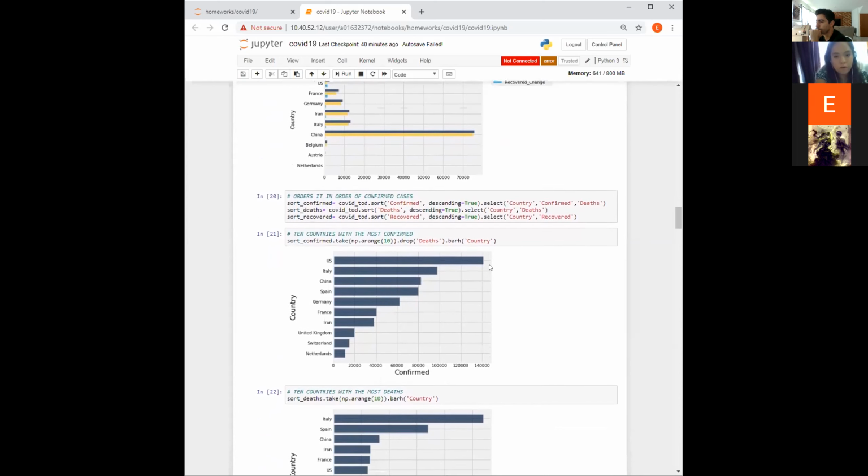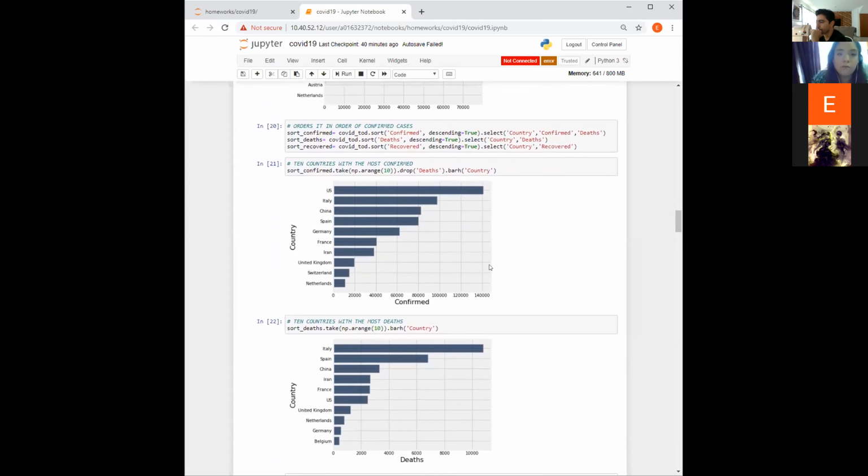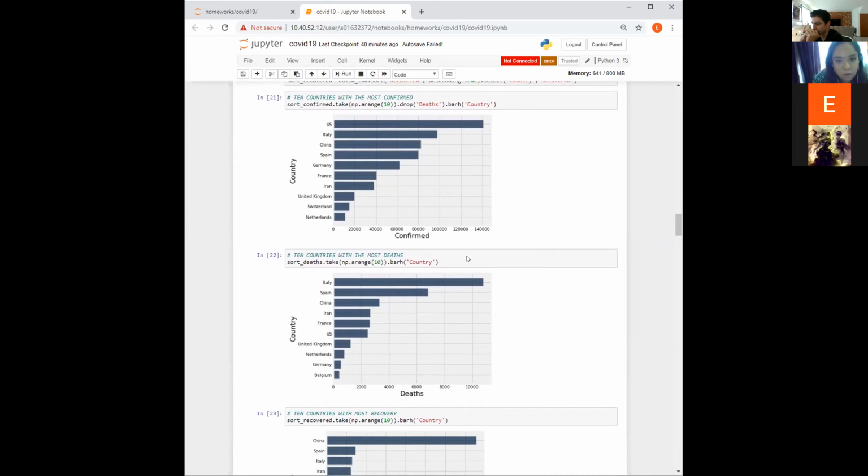Those are just graphs of the confirmed. For example, the most confirmed are US, Italy, China, Spain. But then in the most deaths, we can see that Iran is in 4th place. And in the most confirmed, it's like the 6th, 7th, I think.